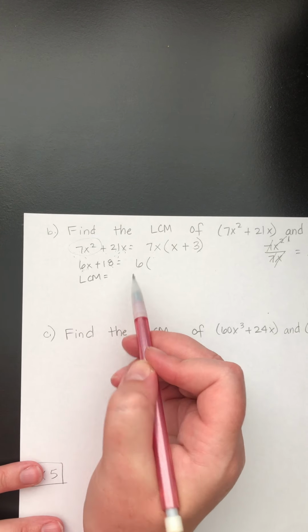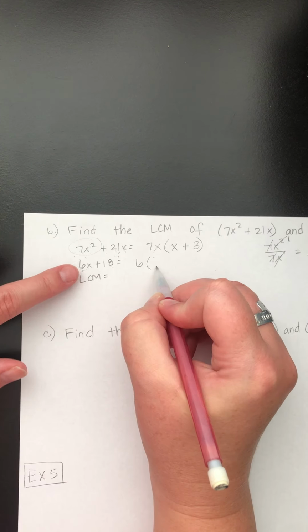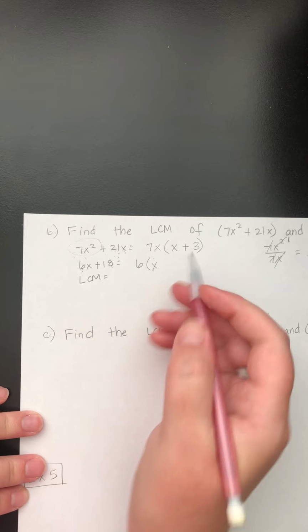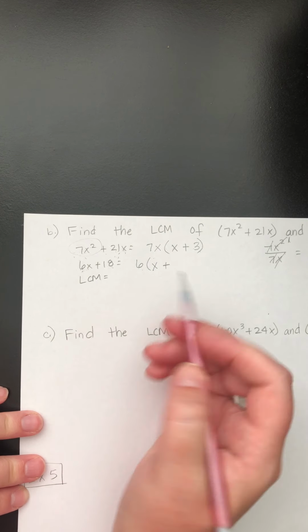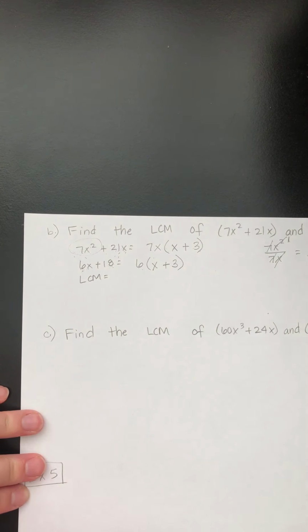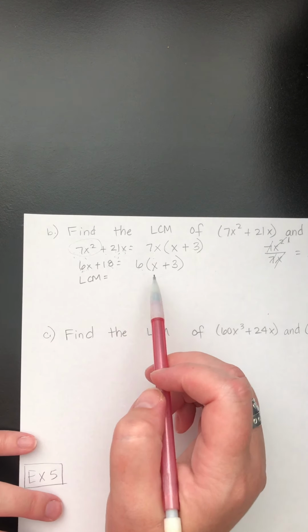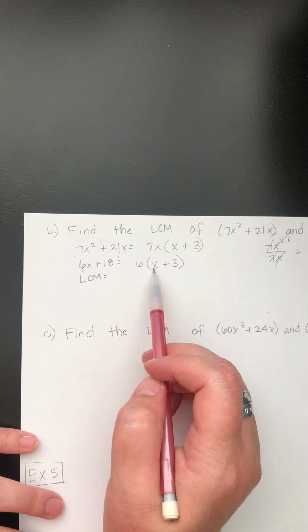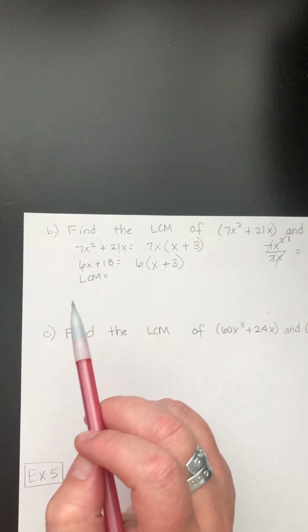Okay, 6x divided by 6, the 6's cancel, you're just left with the x. Here, don't forget your plus sign. 18 divided by 6 is 3. So we have 6 times x plus 3. If you were to multiply that out, you'd get 6x plus 18. 6 times 3 is 18.